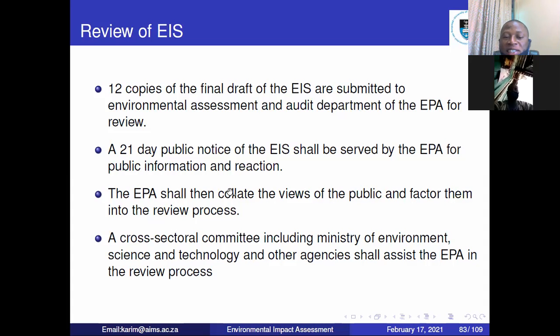The Environmental Protection Agency shall then collate the views. So after people have reacted to the publication, then they will collate the views. The Environmental Protection Agency will collate the views. And then what will they do? They will have to factor the views of the public into their review process. So the reactions of the public will also help them to decide on whether they will allow the project to continue to be implemented or not.